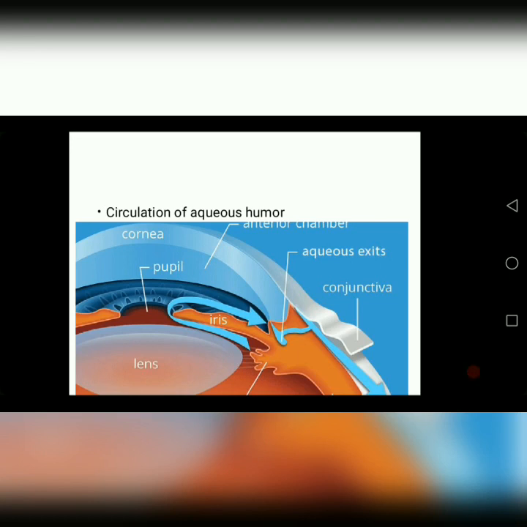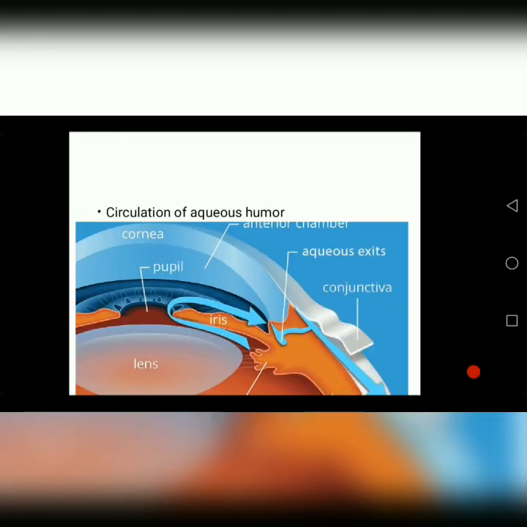The main mechanism is the active process, which depends on the sodium-potassium ATPase pump and the carbonic anhydrase enzyme, by pumping sodium chloride from the blood vessels into the posterior chamber, and the water follows the sodium chloride. This is the process by which aqueous humor is formed.